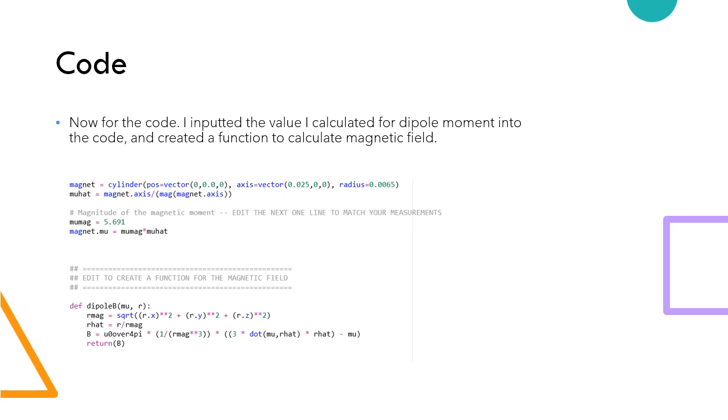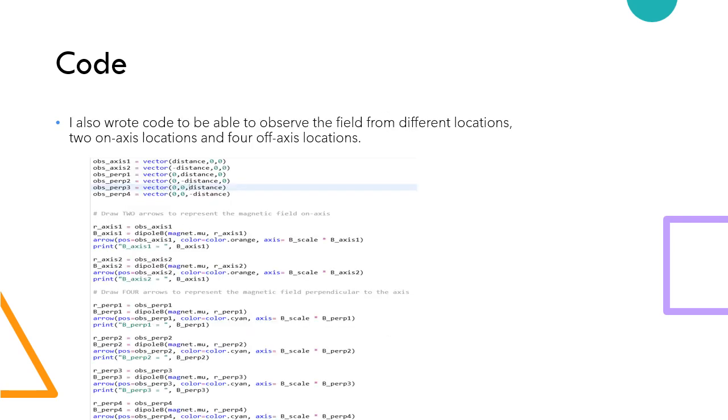So here you can see that the value I got for the dipole moment is there under mu mag, and the function to calculate the dipole field is there under define dipole B, which takes mu and R, and shows the equations to find the magnitude of R and R hat, and also the magnetic field B, and it returns the value of B that you evaluate. And then I also wrote code to be able to observe the field from different locations. So 2 on-axis locations and 4 off-axis locations.